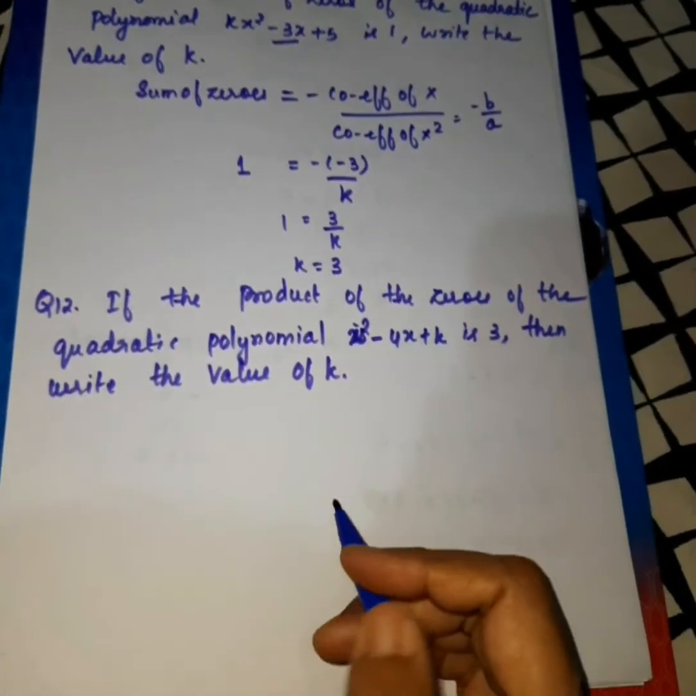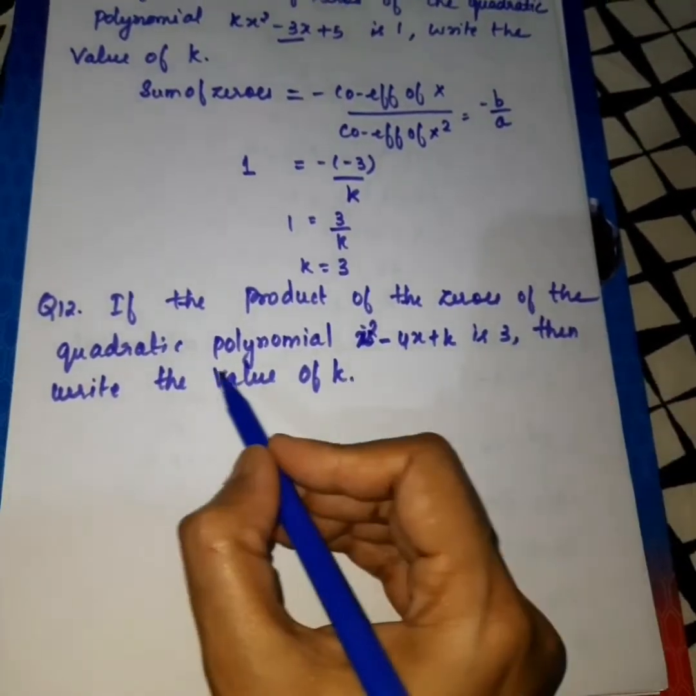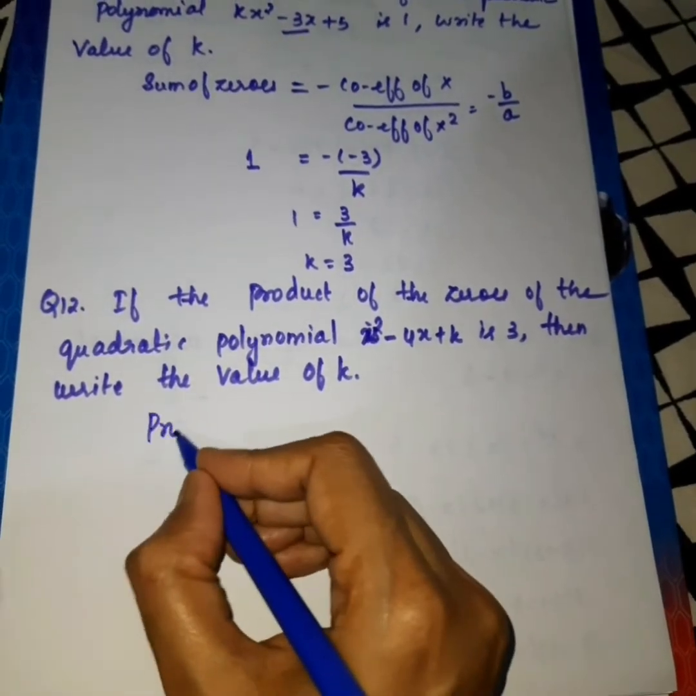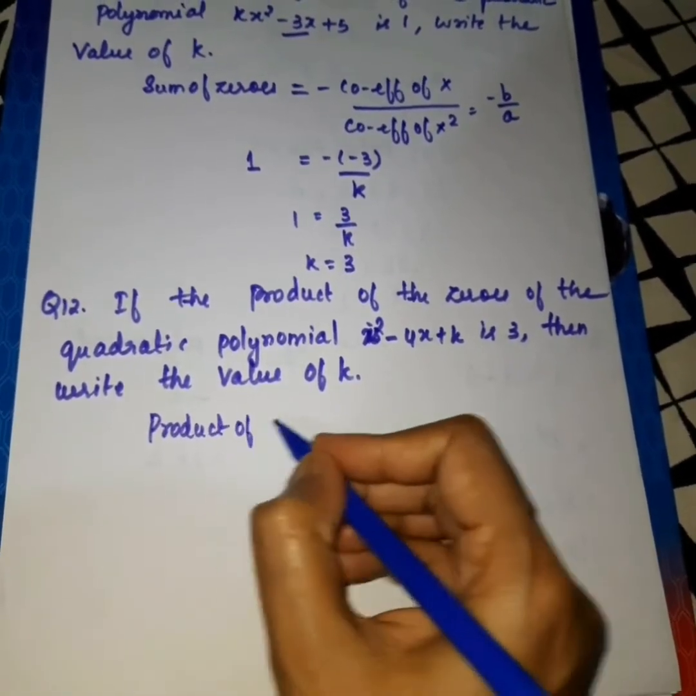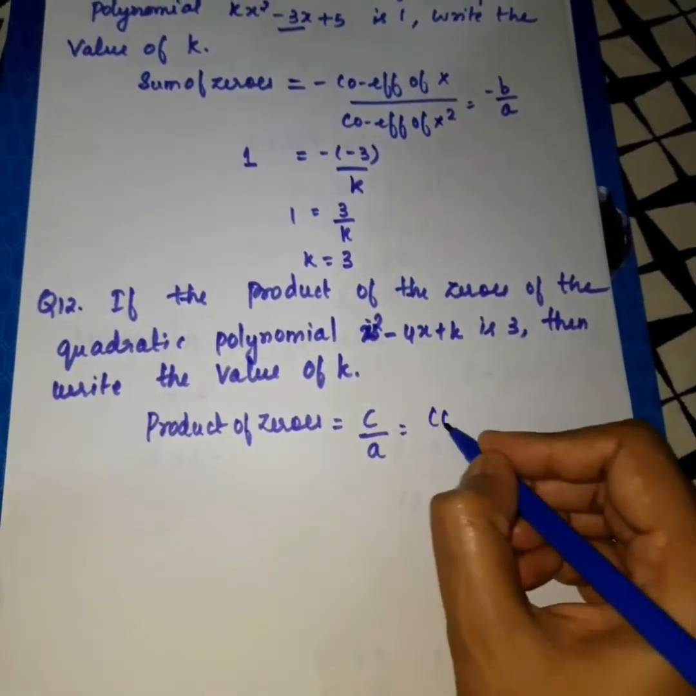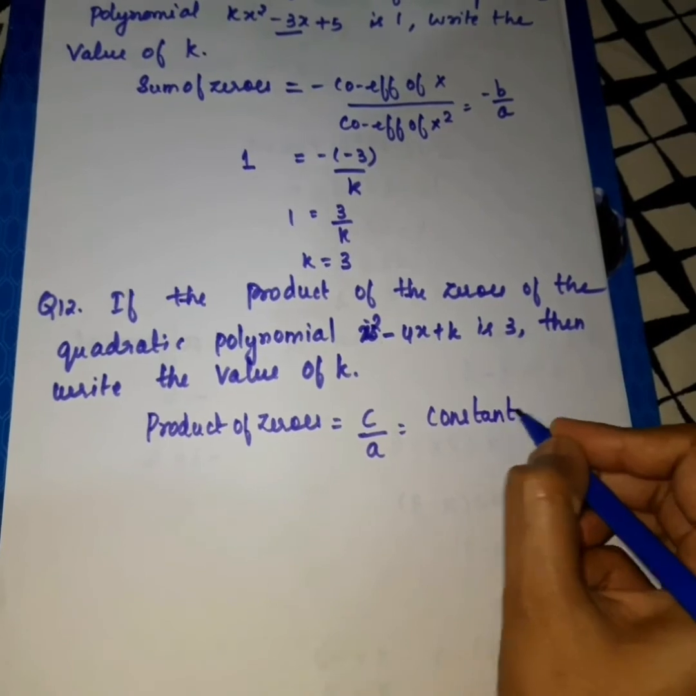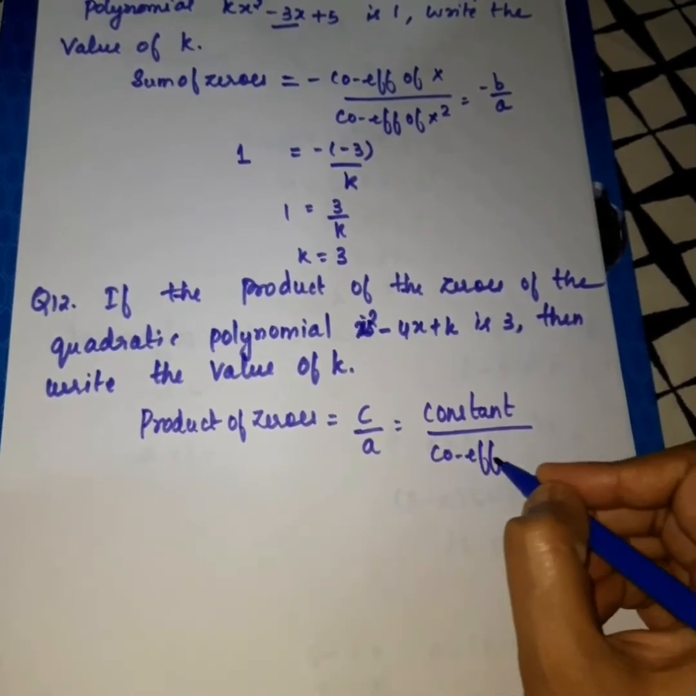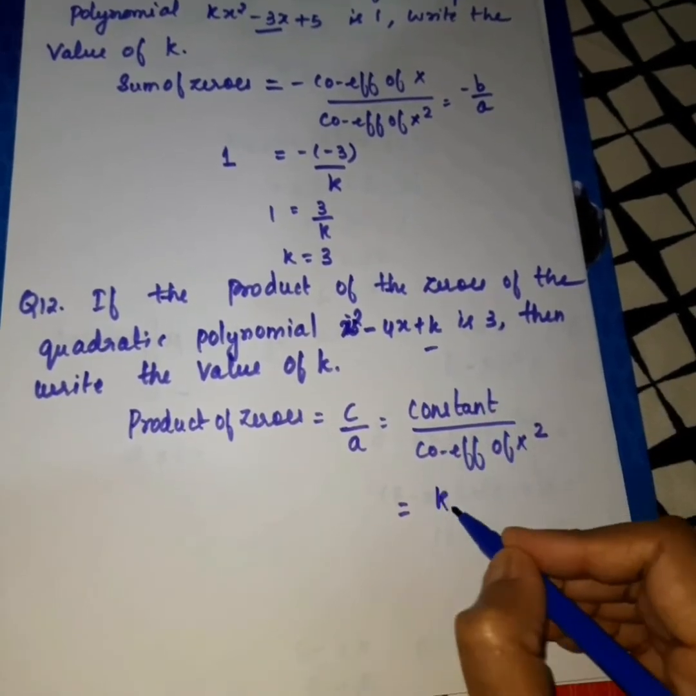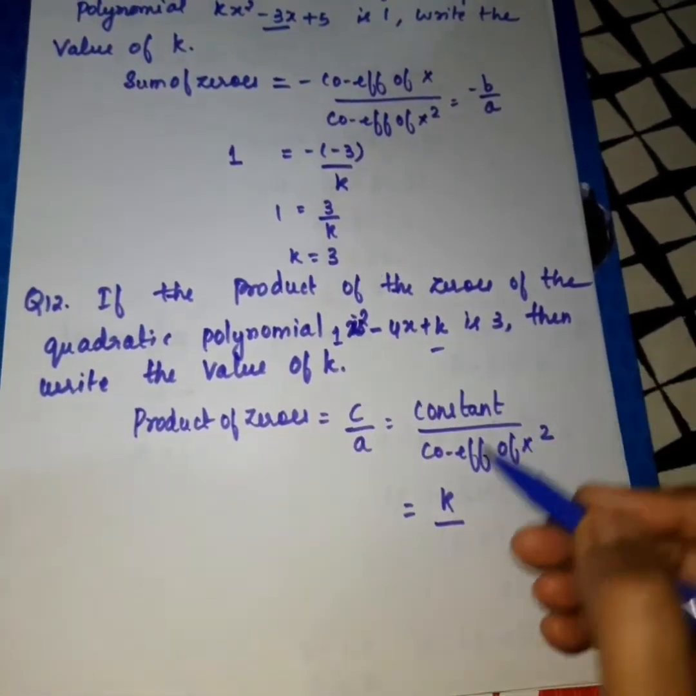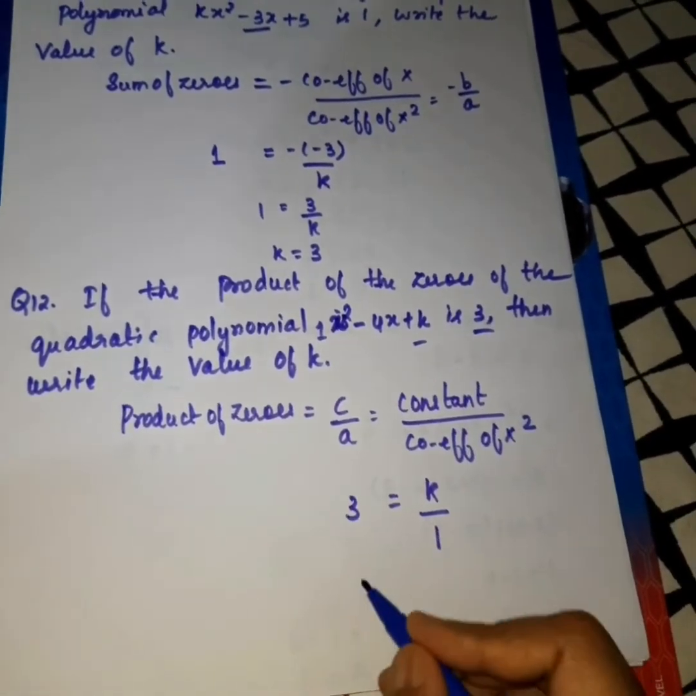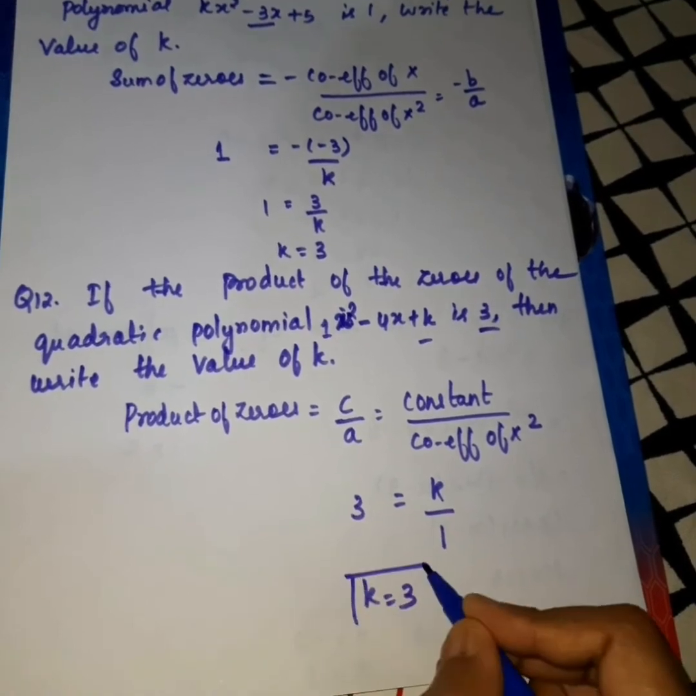Next question 12. If the product of the zeros of the quadratic polynomial is 3, then write the value of k. So we know for the quadratic polynomials, product is of the form c by a, that is nothing but constant by coefficient of x square. And the constant, if you see in the given equation, that's k, and coefficient of x square is 1, and product is 3. So value of k is 3.